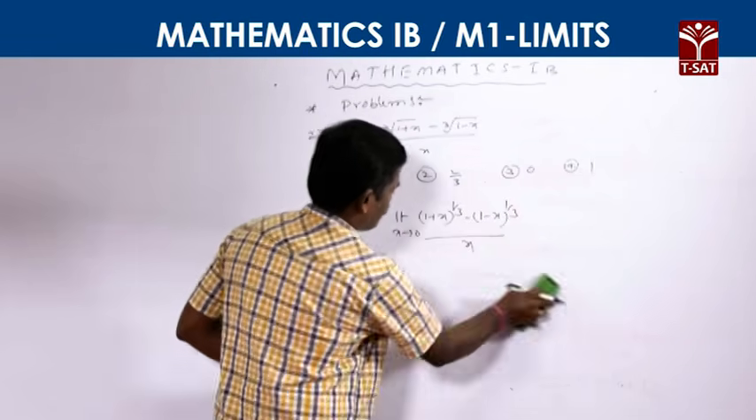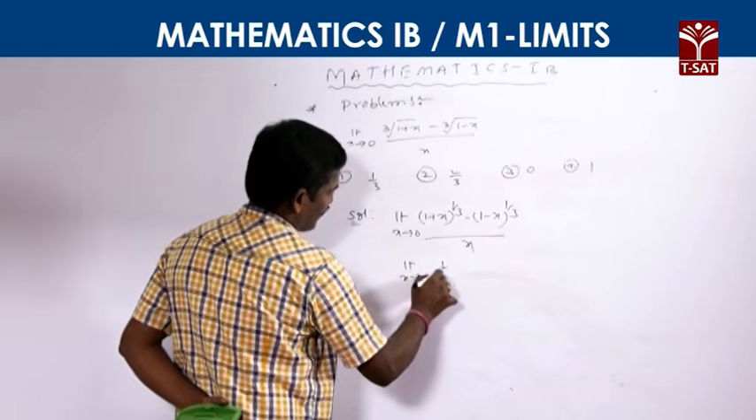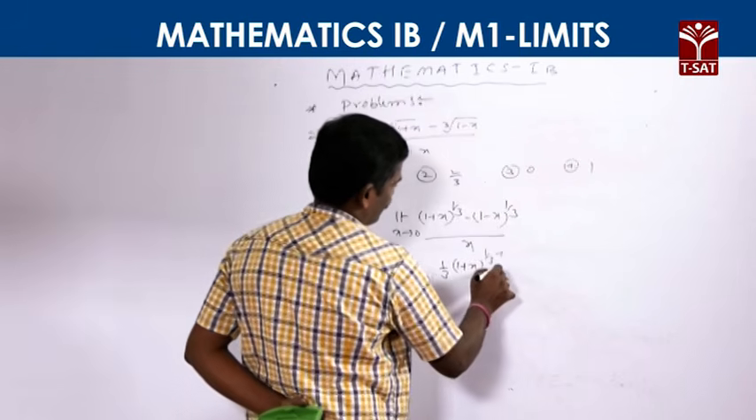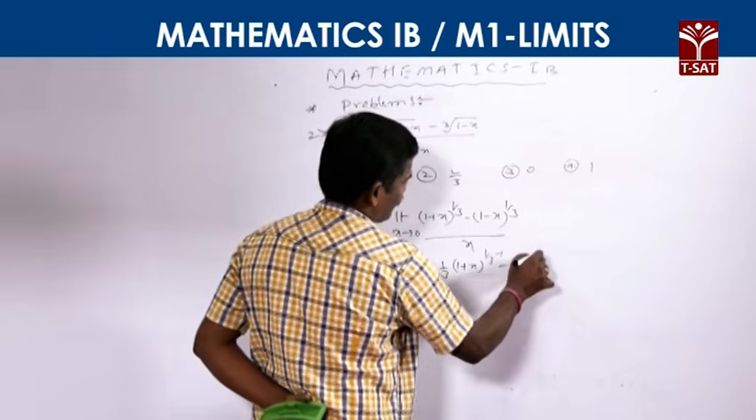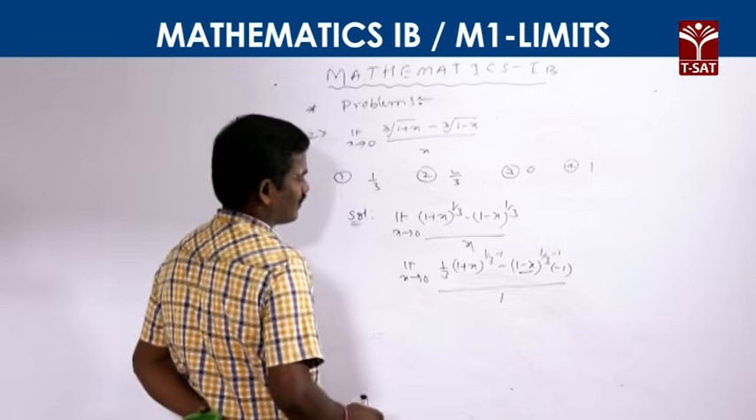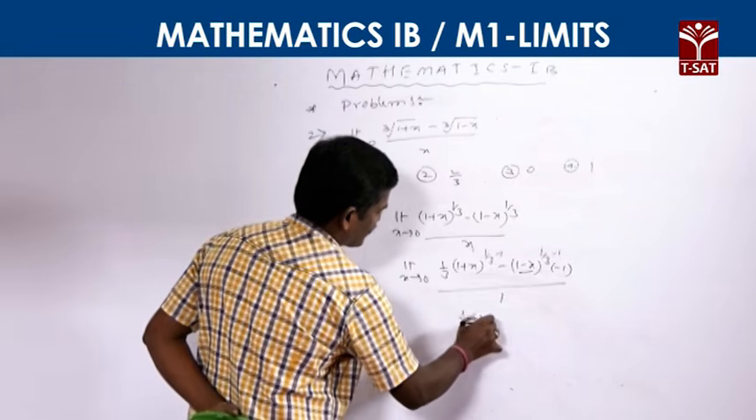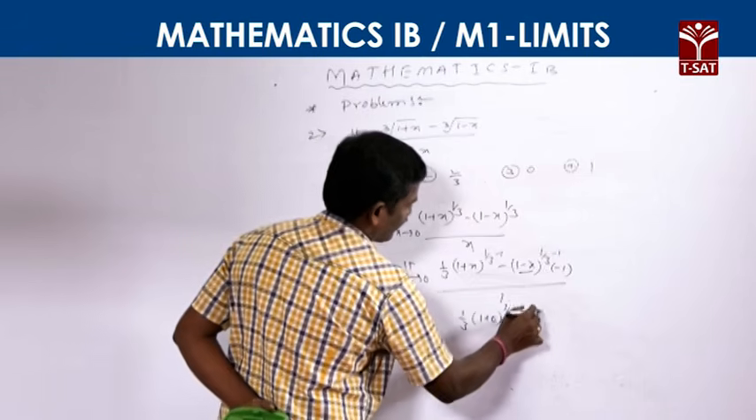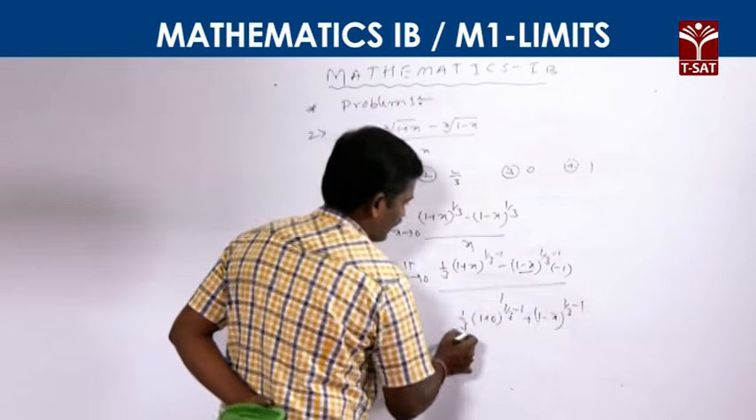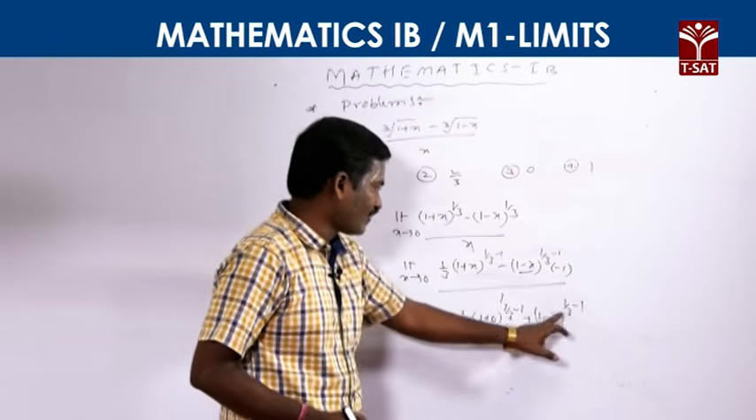So here differentiate. Limit x extends to 0. So 1 by 3 into (1 plus x) power 1 by 3 minus 1, minus (1 minus x) power 1 by 3 minus 1, the inner function derivative is minus 1, by the derivative of x which is 1. After that, substitute x as 0: 1 by 3, (1 plus 0) power 1 by 3 minus 1, minus minus plus, (1 minus x) power 1 by 3 minus 1, by 1. See, 1 power anything is 1.